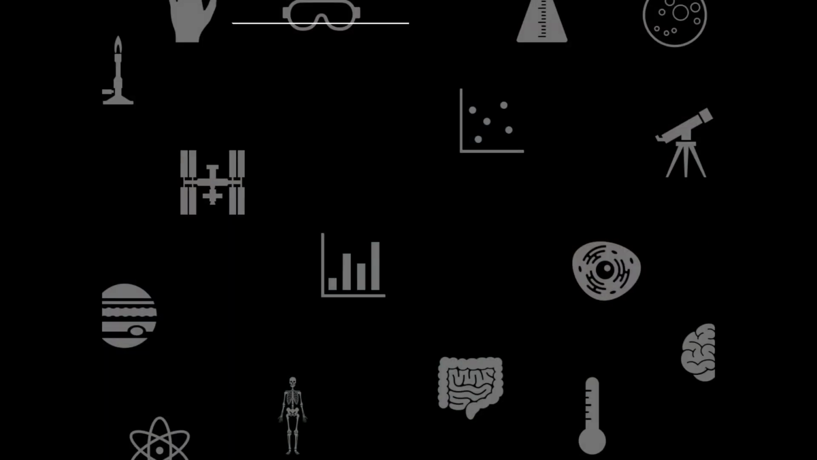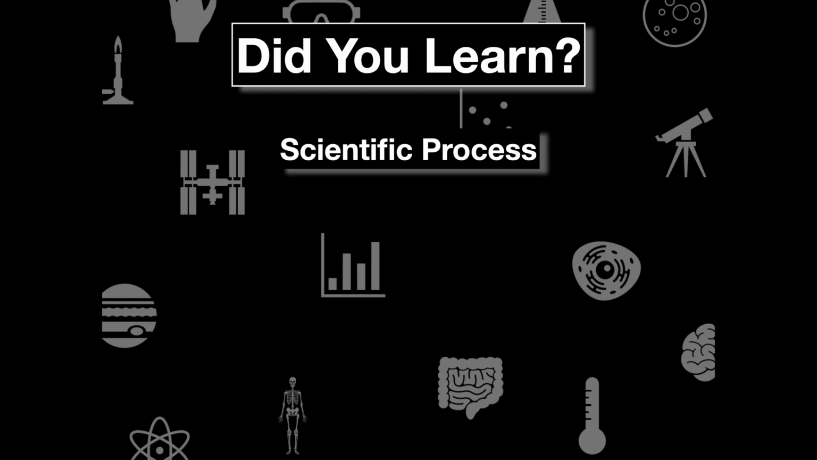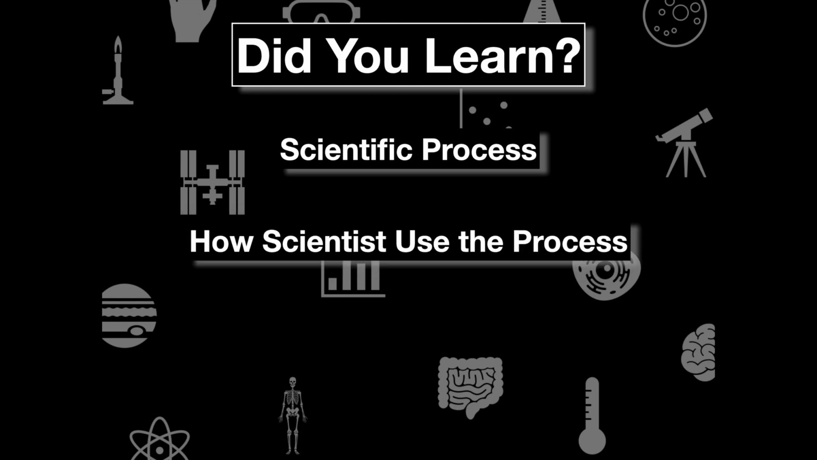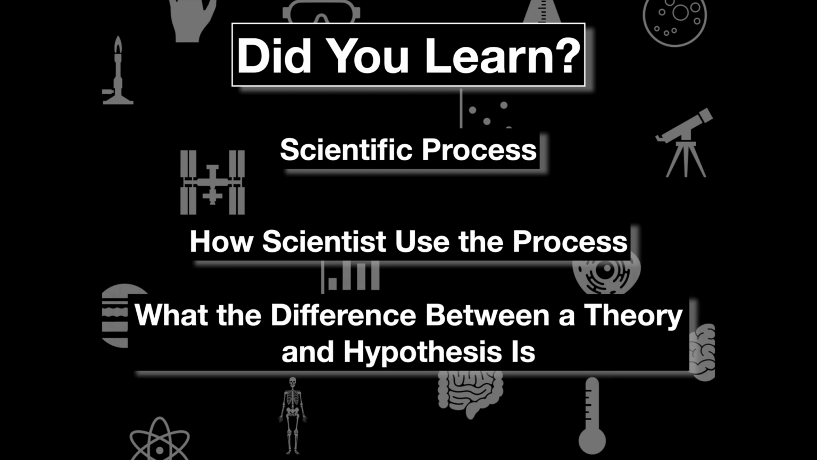All right, so this is going to be the end of the video. And at the end of the video, we're going to go through the Did You Learn? So did you learn a couple of things? Did you learn about the scientific process? Did you learn about how scientists use this process and the parts associated with this process? And lastly here, did you learn about the difference between a theory and a hypothesis?